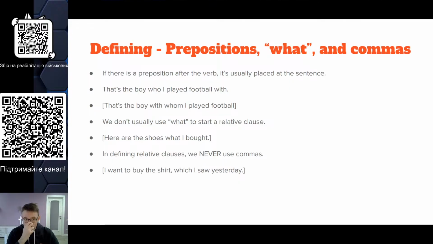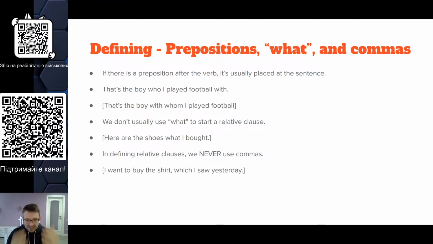So, for example, we have the sentence here: that's the boy who I played football with. And as you can see, the word with is at the end of the sentence. Now, what many Ukrainian speakers say in this situation is, that's the boy with whom I played football. And obviously this is because of the Ukrainian language effect, because you would always say "z kim".